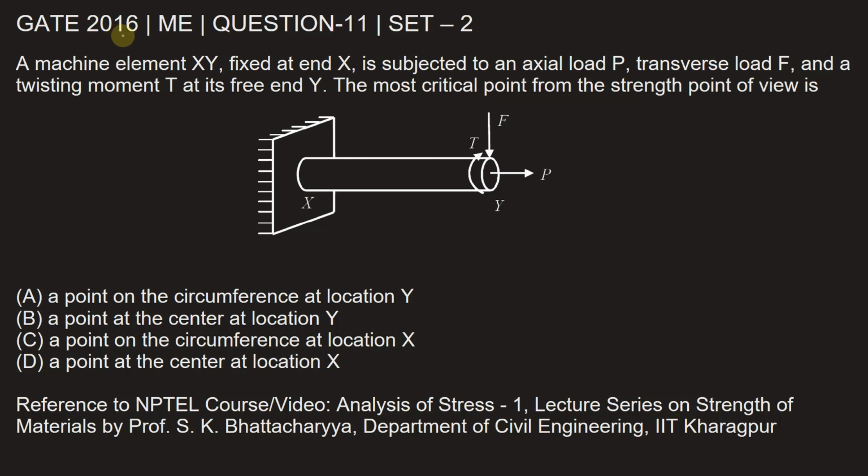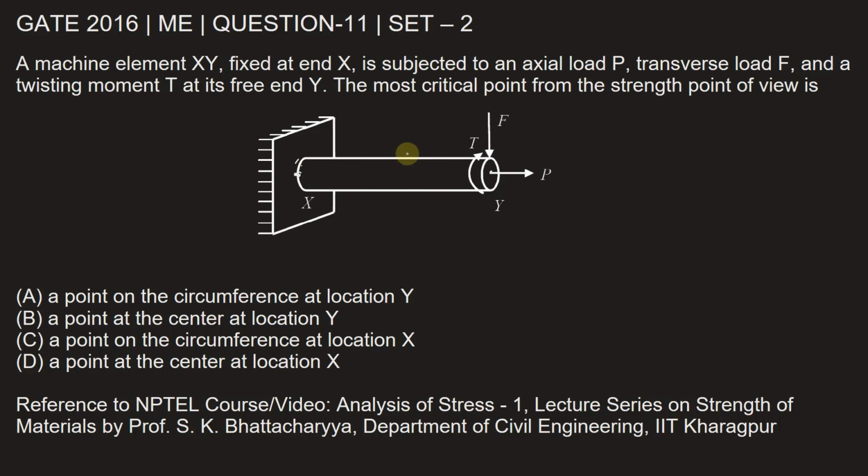This question is from GATE 2016 Mechanical Engineering paper set 2, question number 11. A machine element XY fixed at X is subjected to an axial load P, transverse load F and a twisting moment T at its free end Y. The most critical point from the strength point of view is: option A, a point on the circumference at location Y; option B, a point at the center at location Y; option C, a point on the circumference at location X; or option D, a point at the center at location X.